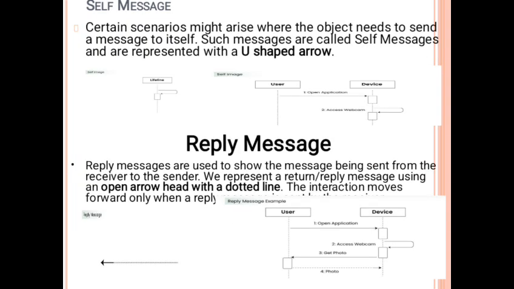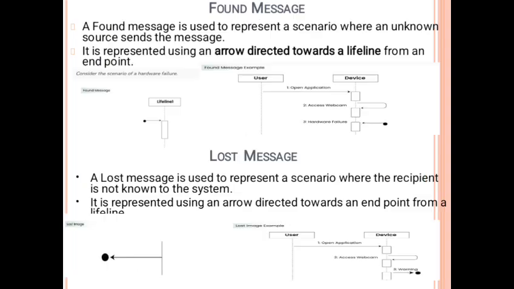Next is a self message. A scenario may arise where an object needs to send a message to itself. Next is a reply message. Reply messages are used to show the message being sent from the receiver back to the sender. We represent a return or reply using an open arrow with dotted lines.